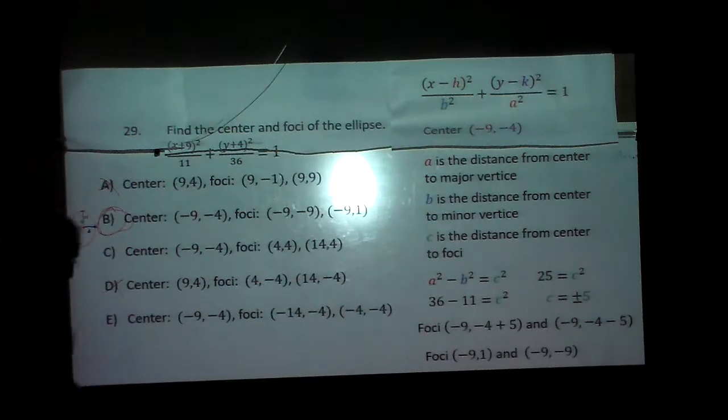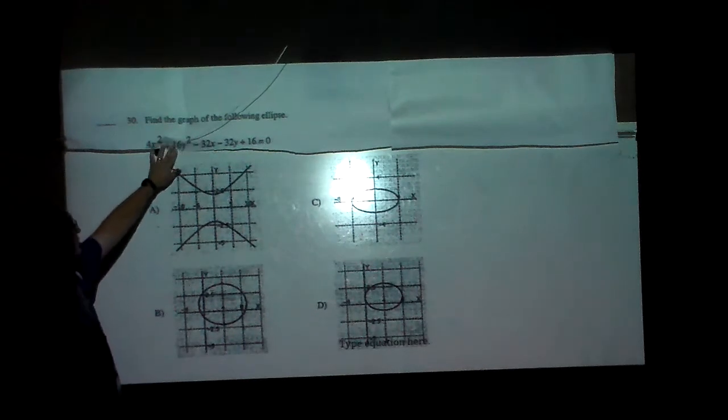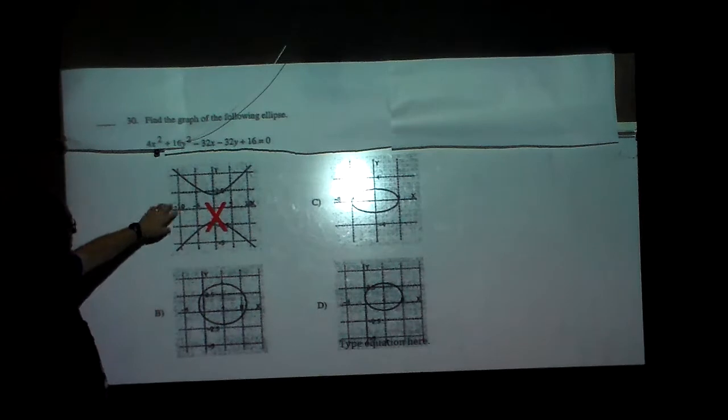Okay, now on this next problem, let's just erase that real fast. Find the ellipse. Well, first off, without doing any work, is this one an ellipse? No. So let's go ahead and mark it out. We know that's not an ellipse, so I'm not even going to mess with that one. But what I need to do is this here. Remember my formula.